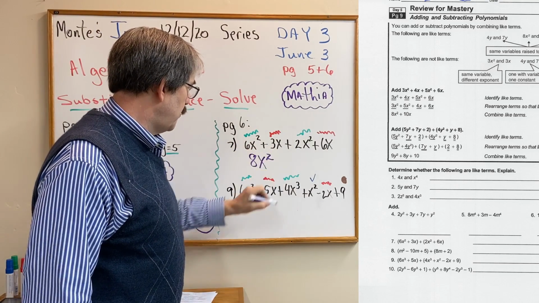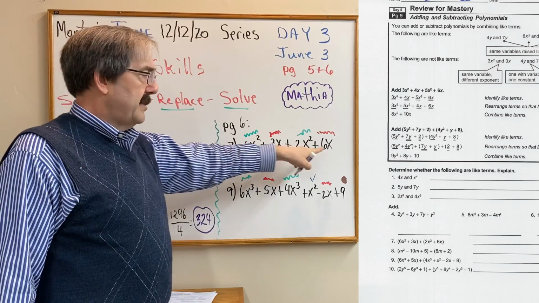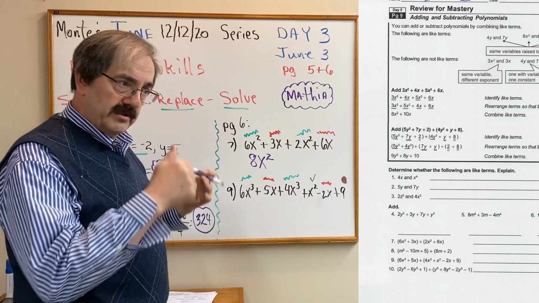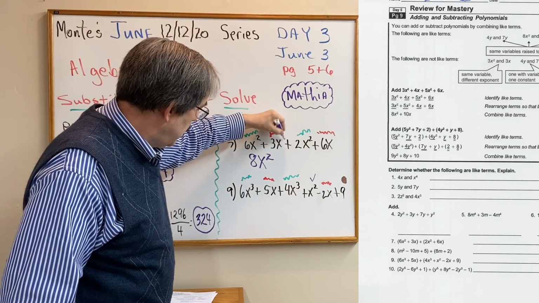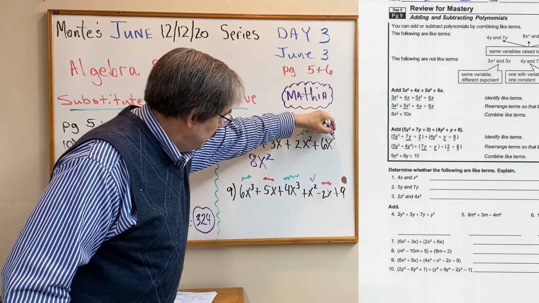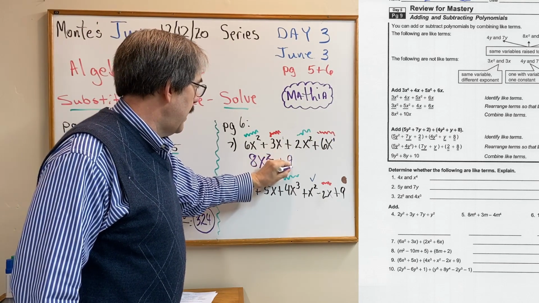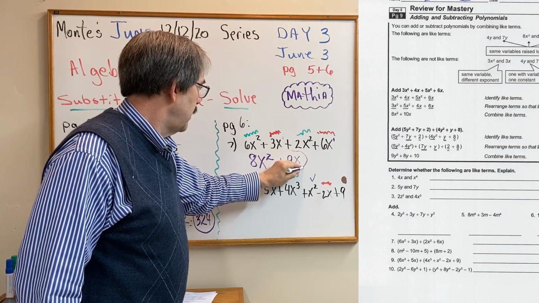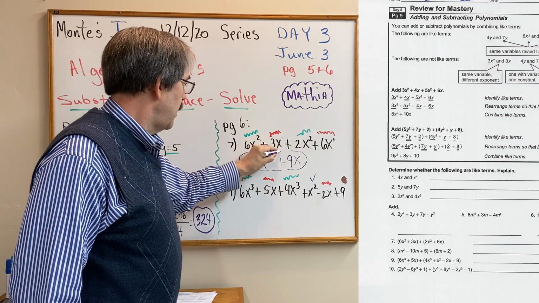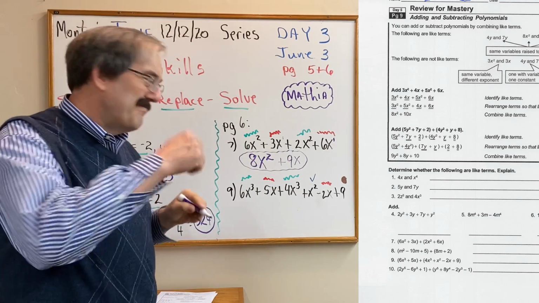8x squared. 3x plus 6x, oranges, right? X to the first power, x to the first power, 3 plus 6, 9x. Cool? All right, one more.